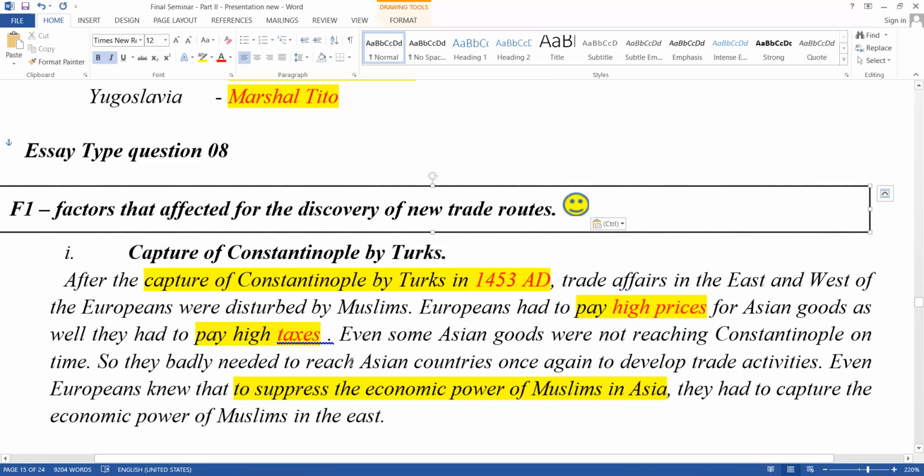So Europeans understood that if they wanted to develop or catch the economic power in Asia, they had to suppress the economic power of Muslims in Asia. Without that, they could not do it. That's why they started finding new sea routes to America, Asia, and even Africa, crossing many oceans. That's one reason why they discovered new trade routes, new sea routes actually.